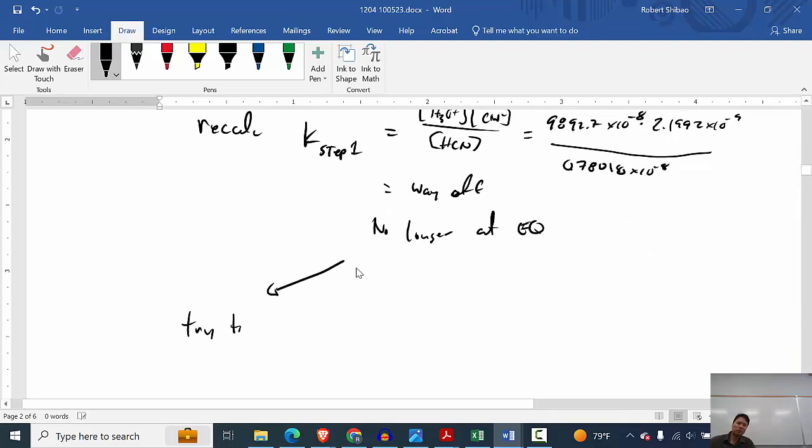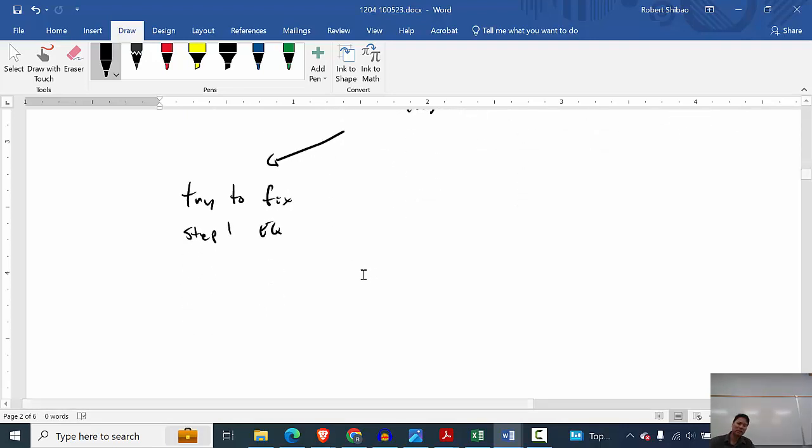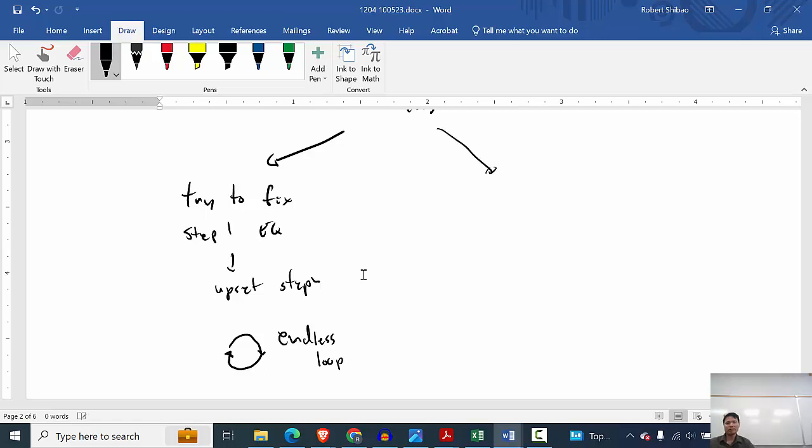If we try to fix step one equilibria, so we go back and fix step one, what's that going to do to step two? Yeah, it'll upset step two. And then step two will no longer be at equilibrium. And so do we see we're in an endless loop? We're never going to get the answer. And therefore, we have to use the simultaneous method. You should be able to set up the simultaneous method. And so we're going to solve these simultaneously.